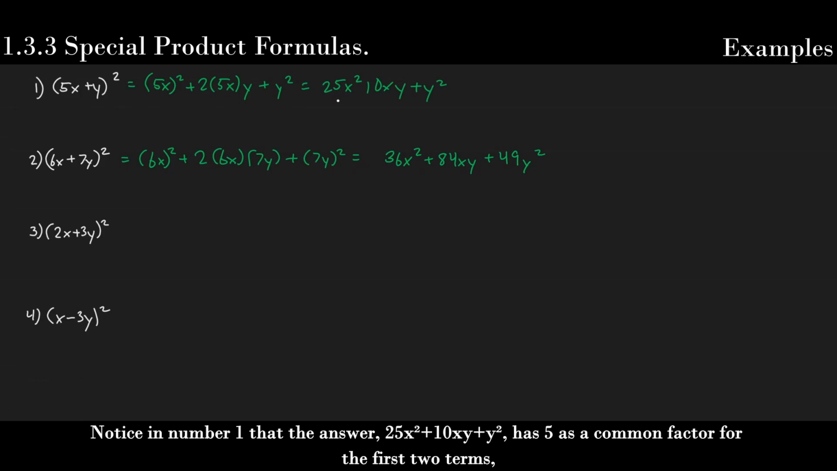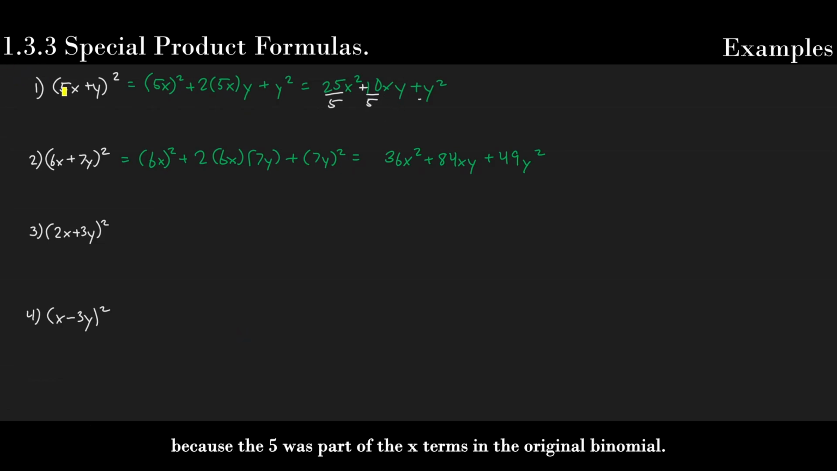Notice in number 1 that the answer, 25x squared plus 10xy plus y squared, has 5 as a common factor for the first two terms, because the 5 was part of the original binomial.